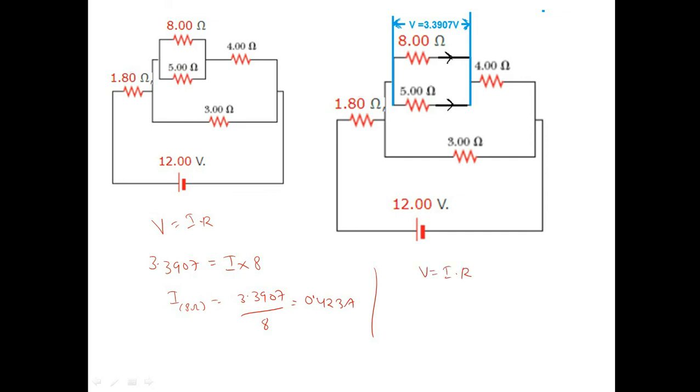And we have to find the current through the 5 ohm resistor. Voltage equals current times resistance. The voltage is the same, 3.3907 volts, and the resistance is 5. So the current is 3.3907 volts divided by 5, and if we divide that we get 0.678 amperes. That is the current through the 5 ohm resistor, and that's how we find the current through each of the resistors.